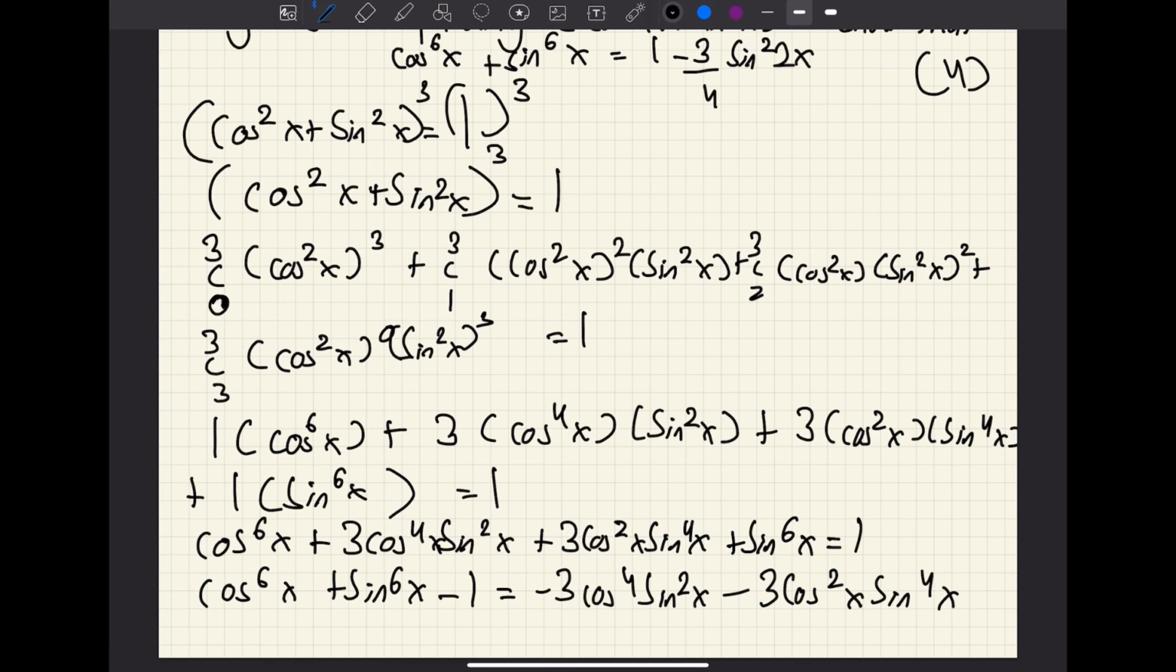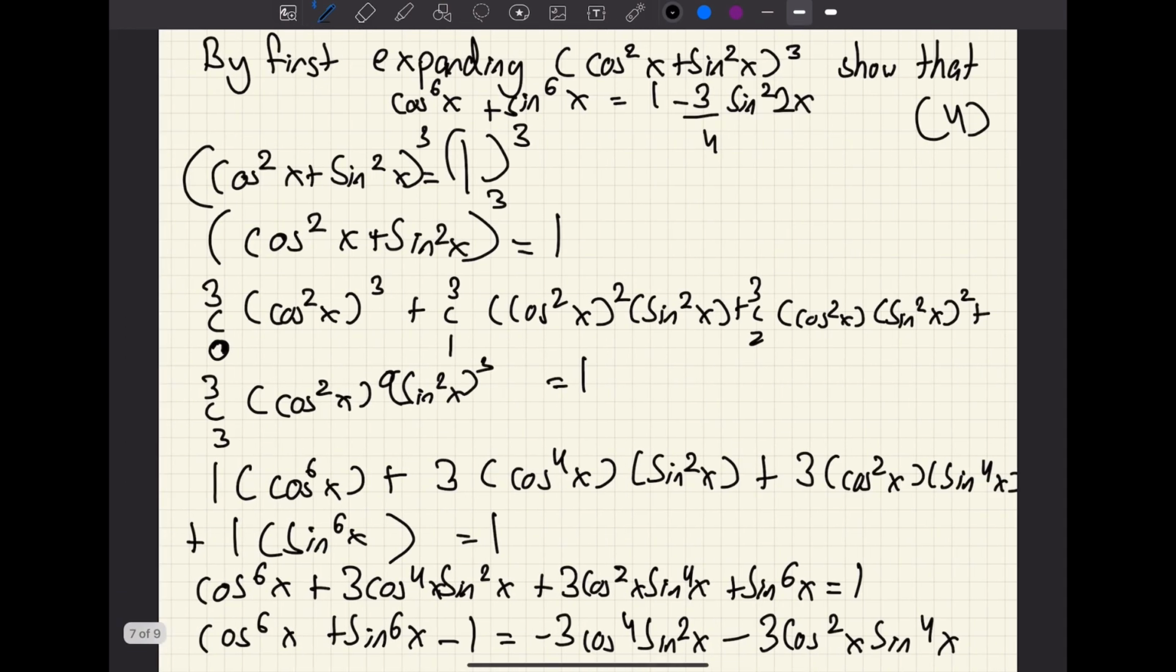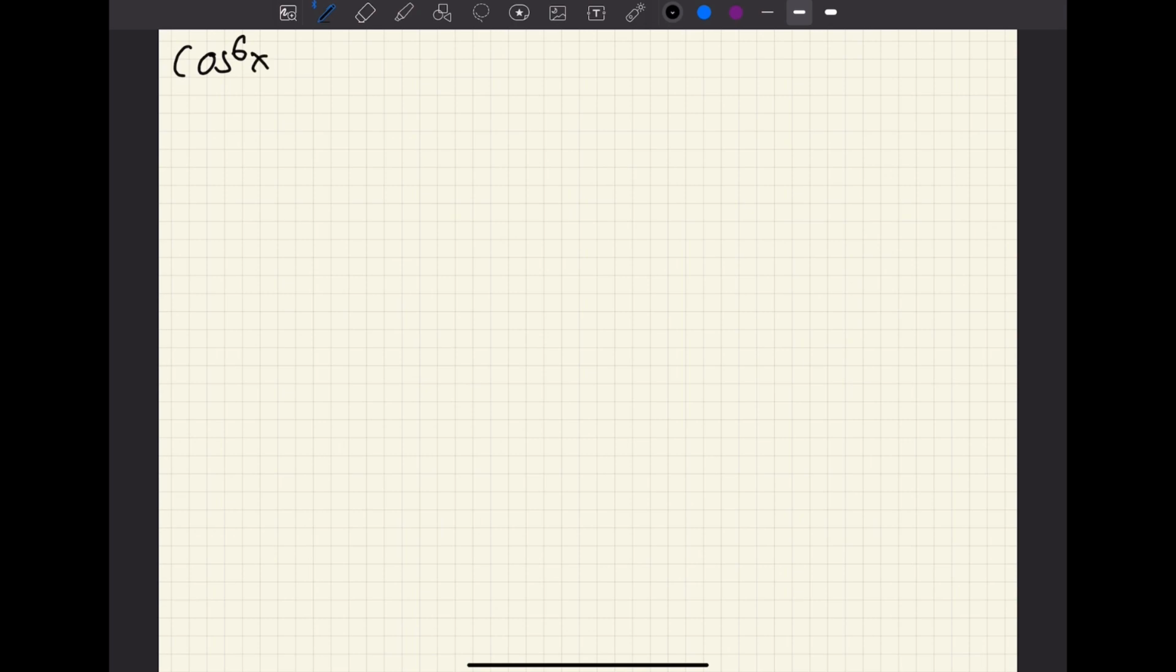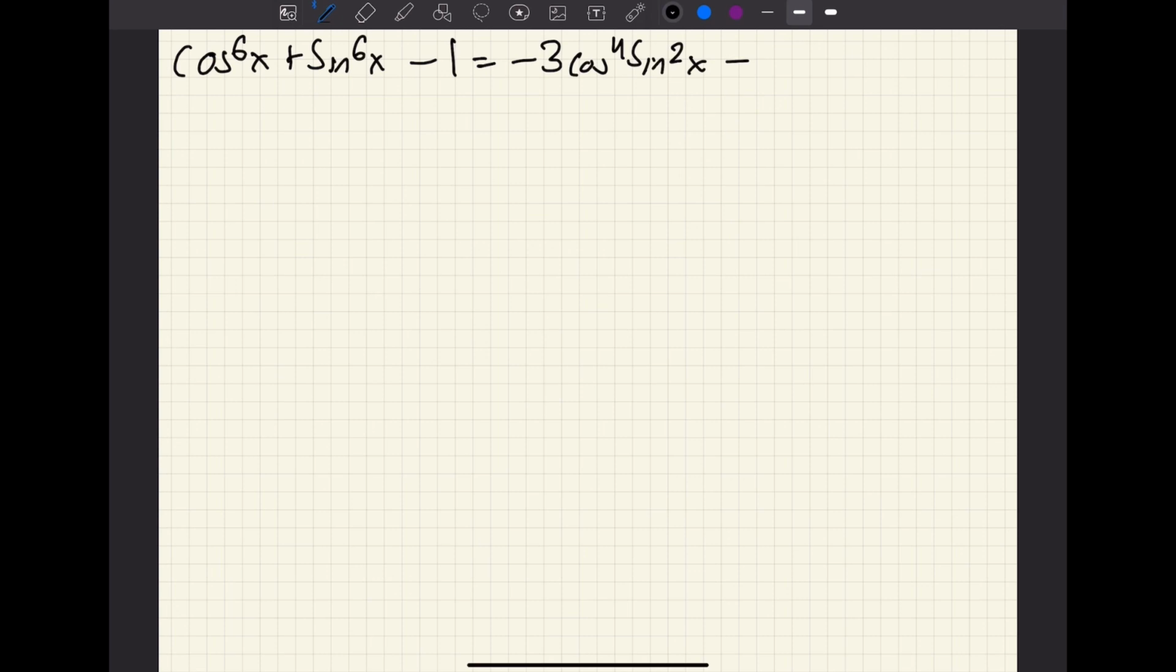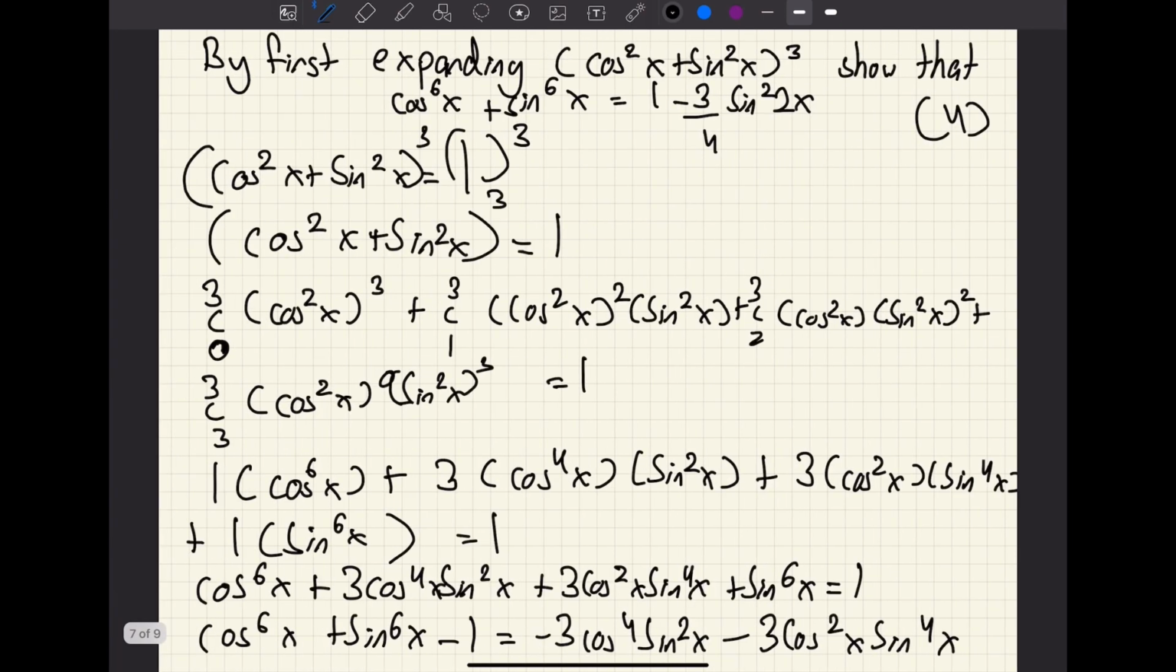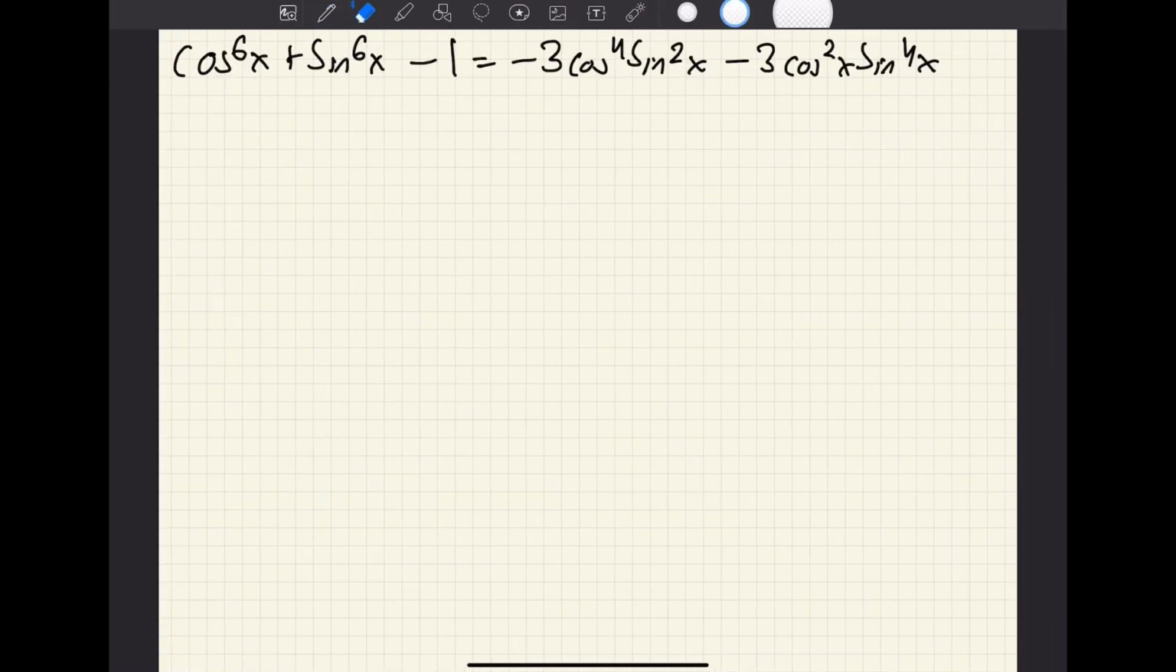What is the question exactly asking over here? Okay, we need to take 3 as our common factor. Let's factorize this. I'm going to go to the next page and rewrite what we did over here. Cos 6x plus sine 6x minus 1, right? I just don't want to copy it down incorrectly. Okay, now let's take factors.